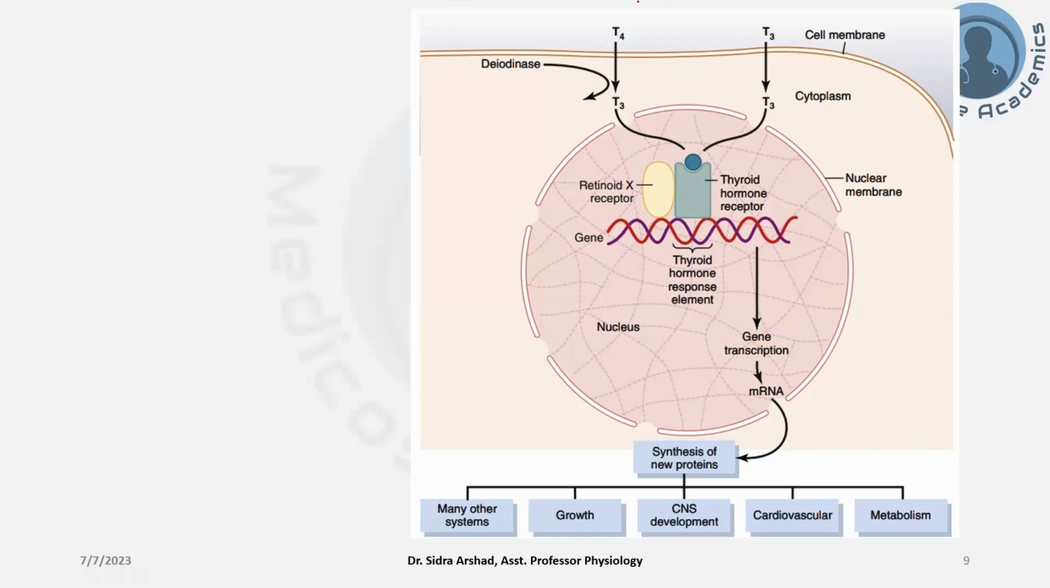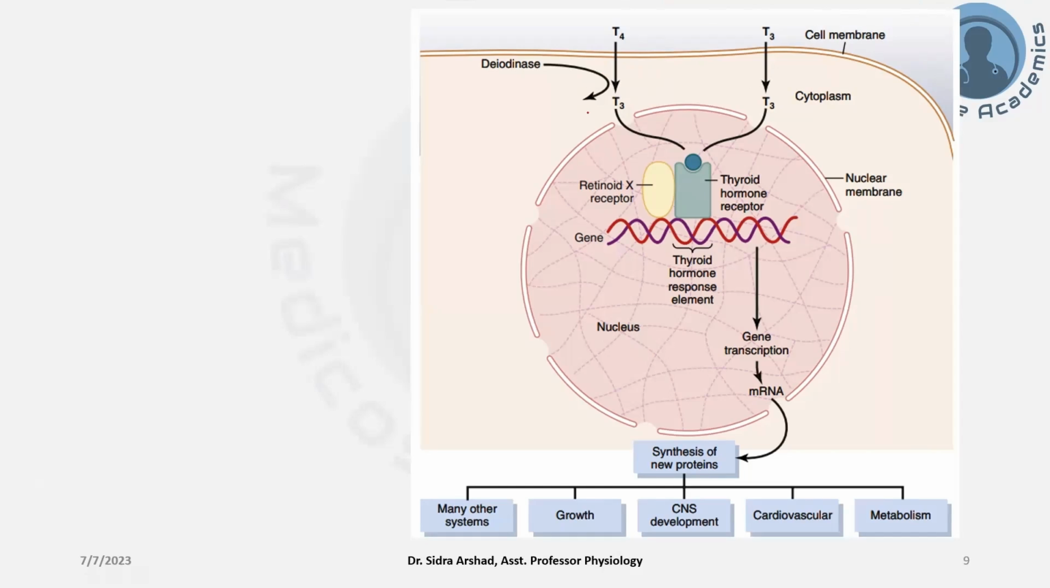Once the thyroid hormones reach their target tissue, what are they going to do? So we are going to follow this diagram to see the steps of how the thyroid hormones bring about their actions. So number one step is the movement of these hormones to their receptors. This is the cell membrane. You can see over here T4 and T3. They are taken up by the target cell.